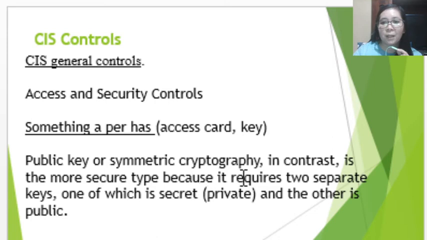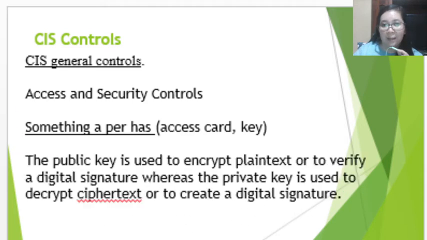Public key cryptography, in contrast, is the more secure type because it requires two separate keys, whereas in the first approach there is only one key that can be used by two parties. One of which is secret or private and the other is public. The public key is used to encrypt plain text or to verify a digital signature, whereas the private key is used to decrypt ciphertext or to create a digital signature.